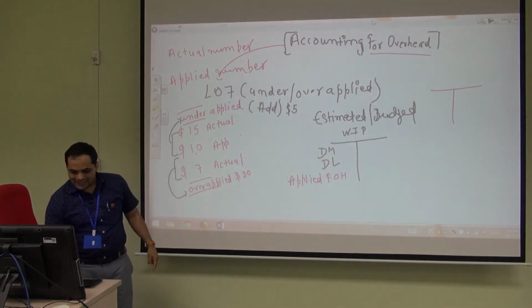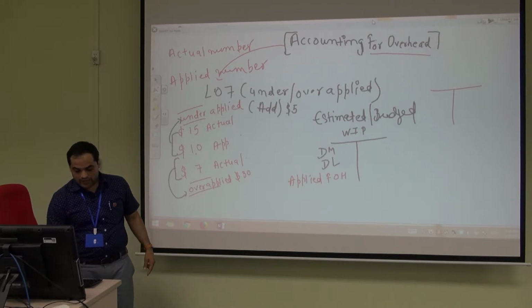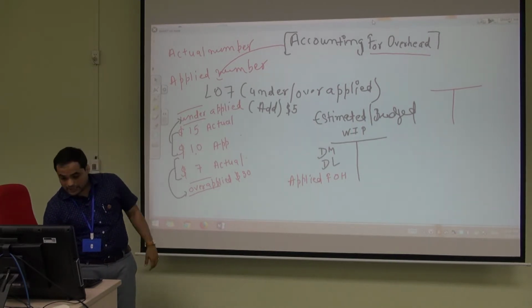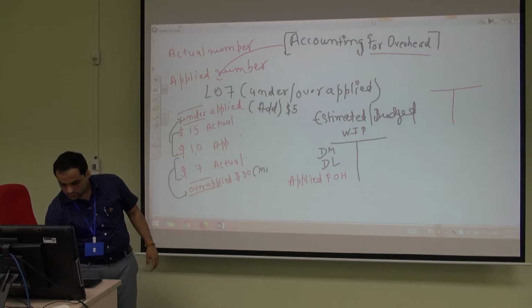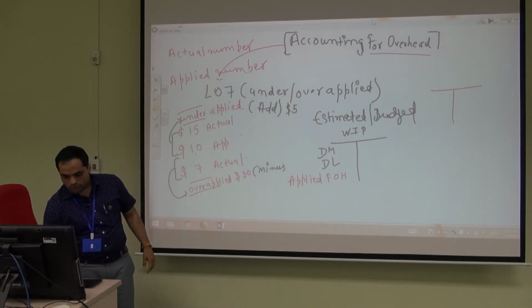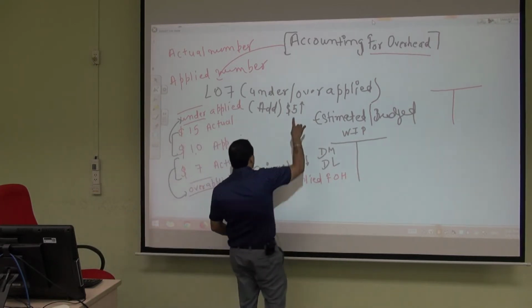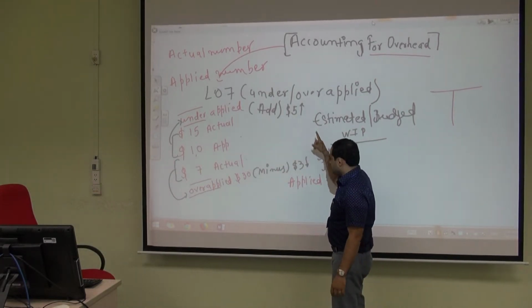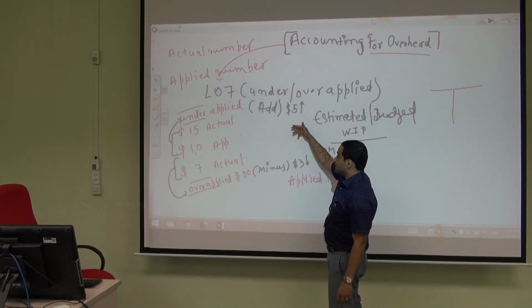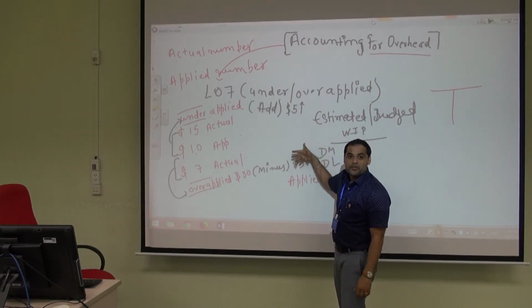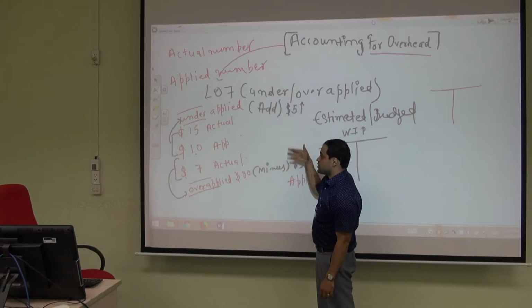If your overhead is over applied, then you will subtract. You will decrease your overhead by 3. So here you will increase, and here you will decrease. You will do either this or this. Of course, you're not going to do both. Probably you're going to have this situation or that situation.